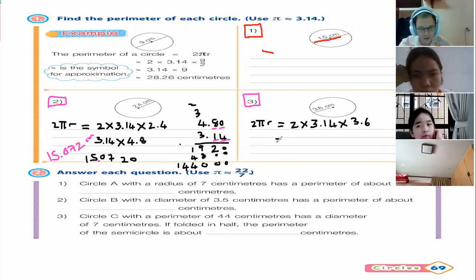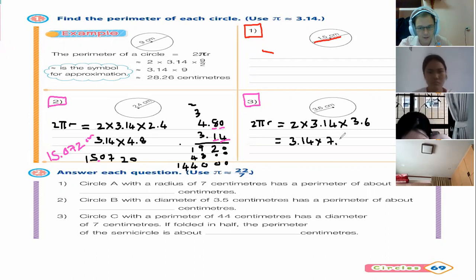So that's going to be 2 multiplied by... oh no, let's multiply the 2 already with the last number. We can multiply that easily. So it's going to be 3.14 multiplied by 7.2.